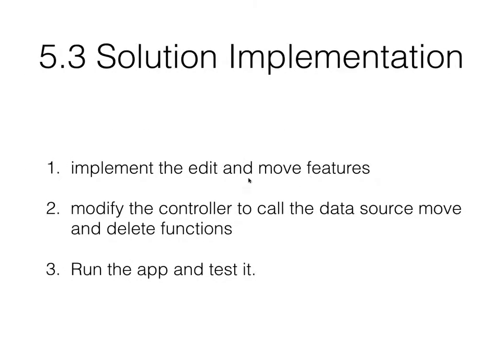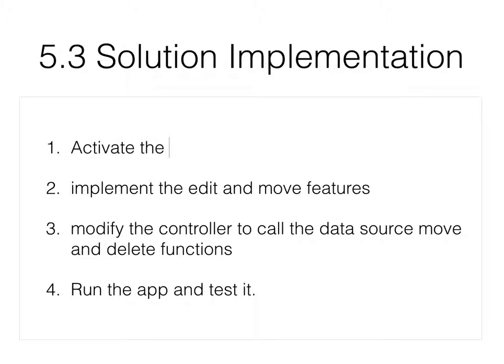So we need, from the controller, to activate the edit button. So we can add that here actually. Activate the edit button. Implement the edit and move features, can edit, can move, and commit editing style, and move row, and then make them call the data source, the switch function and delete function. And then we run the app and test it. So this concludes iteration number 5. So let's go ahead and implement that.